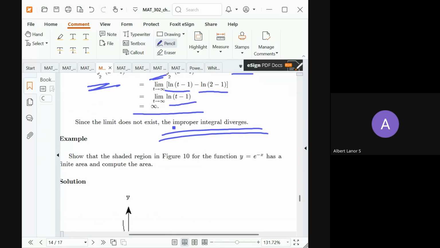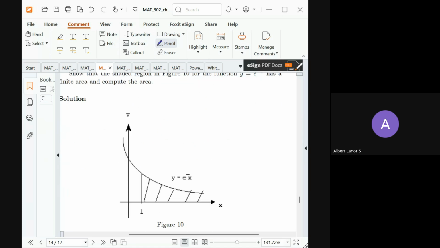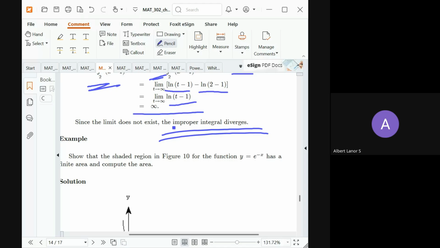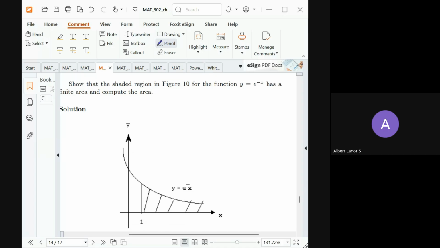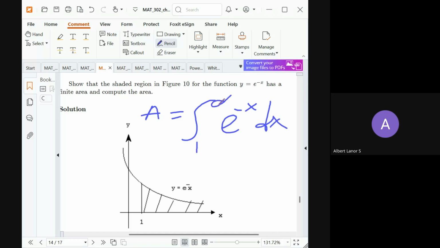Now, show that the shaded portion in figure 10 for the function y equals e to the minus x has a finite area, and compute it. So it's from 1 to infinity. When you want the area, you integrate the function e to the minus x dx from 1 to infinity. Since the upper limit is infinity, you integrate from 1 to t of e to the minus x dx.